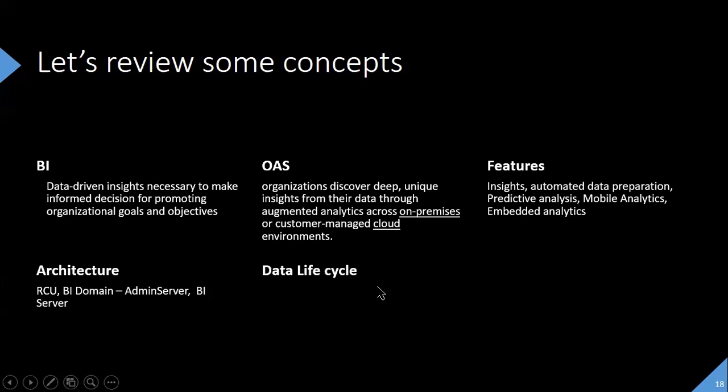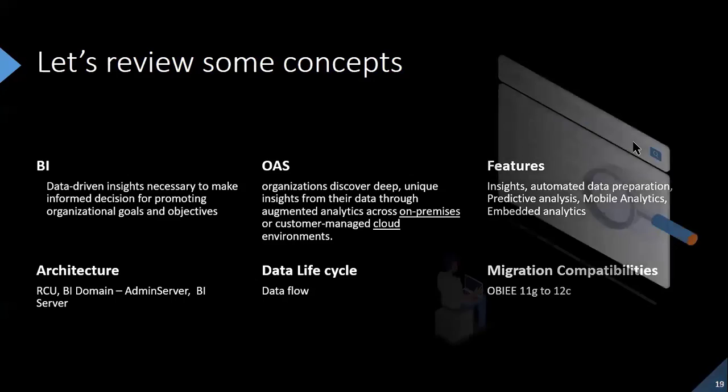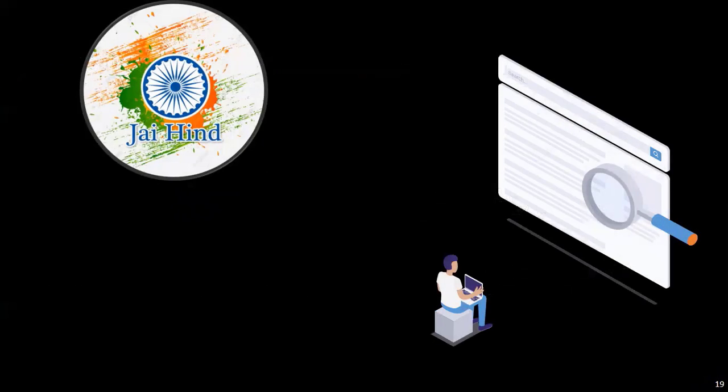And for architecture, I have discussed in detail the BI domain, which comes up from the OAS. For the data lifecycle, we discussed the data flow, how it is moved from the different data sources which are supported, and then talked about the different migration capabilities which are supported from OAS. So it is supporting OBI 11G to 12C. All we can migrate to OAS 5.5. That's all from this session.